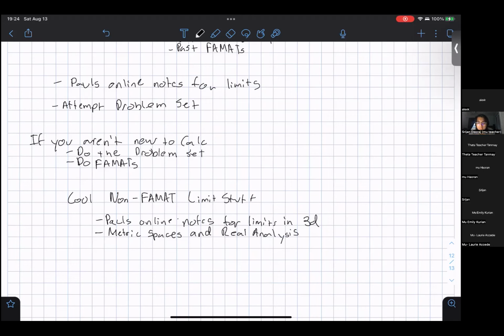Do you have problem sets for derivatives and integrals in series? No, not yet, but hopefully in the coming months I will. The best resource you have is past FAMATs. Those are going to be the best representation for FAMATs that are going to be written in the future.